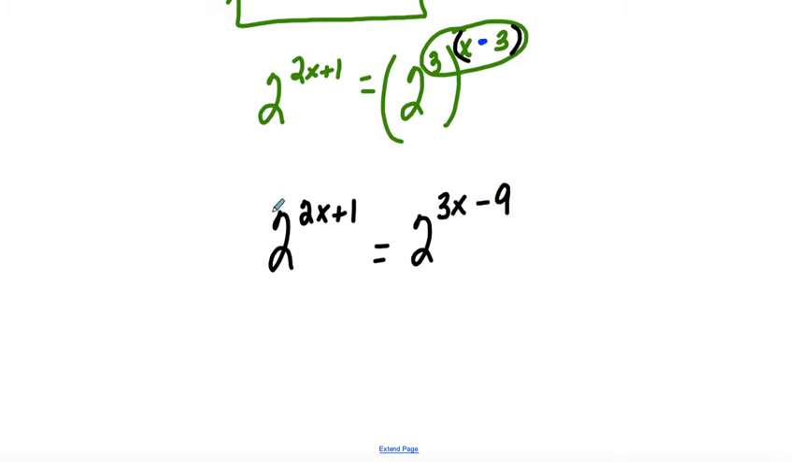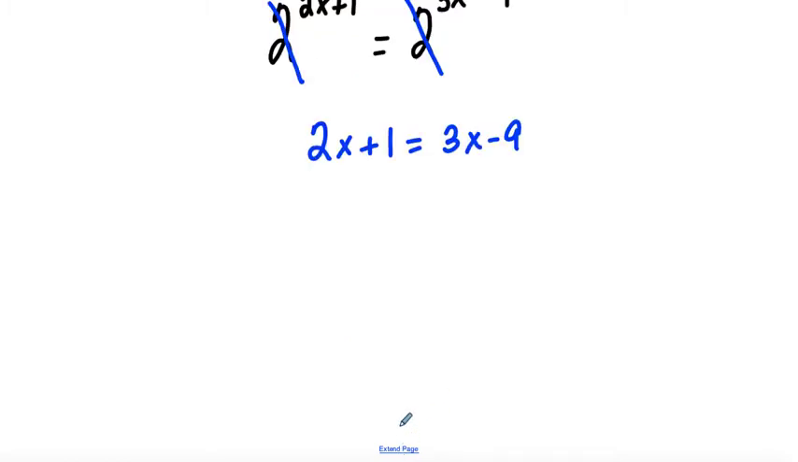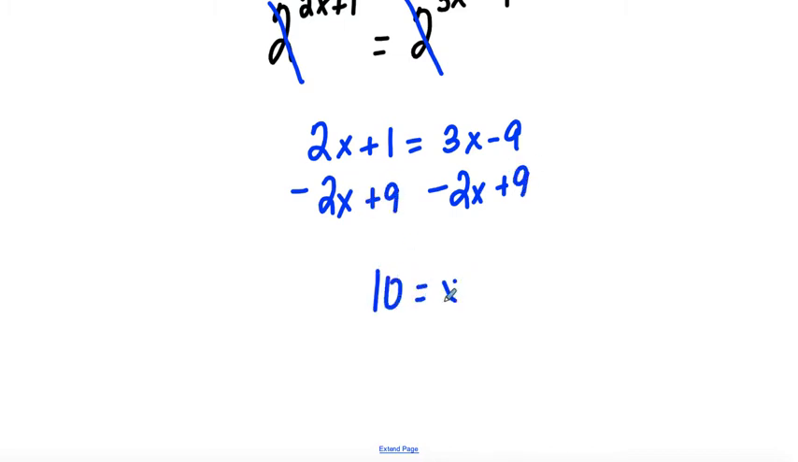Now, since those bases are the same, we can cancel them and get the equation 2x plus 1 equals 3x minus 9. And then solve for x. So subtract 2x from both sides, and then add 9. So we get that x equals 10. So that's how we can use those powers of exponents to help, making the bases the same and then solving.